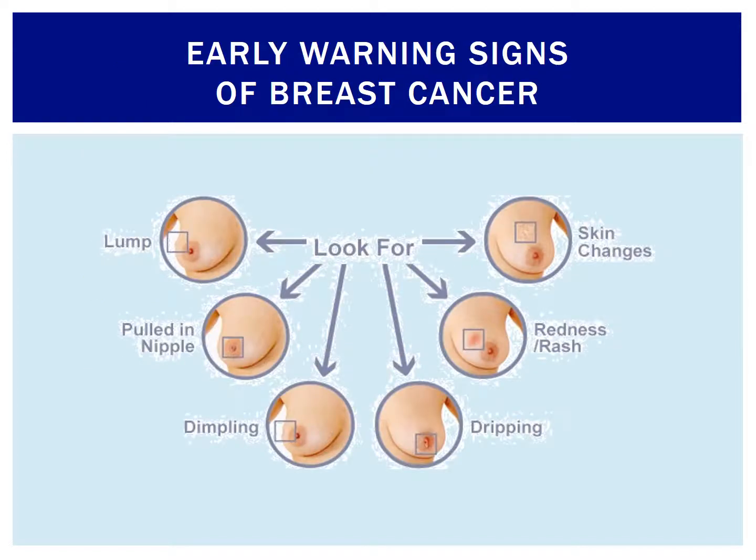This image shows the early warning signs of breast cancer. Starting with the left uppermost image, the images show the different types of symptoms, including a lump, pulled-in nipple, dimpling, dripping, a rash or redness, and skin changes. If any of these changes are seen, a woman should see their doctor immediately.